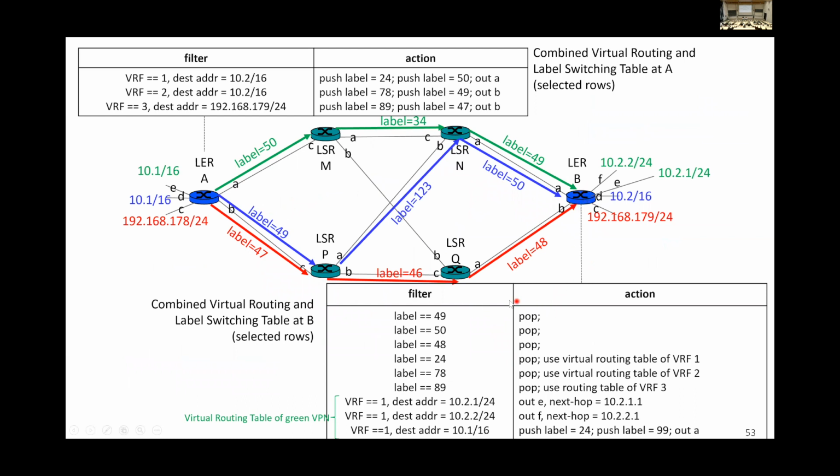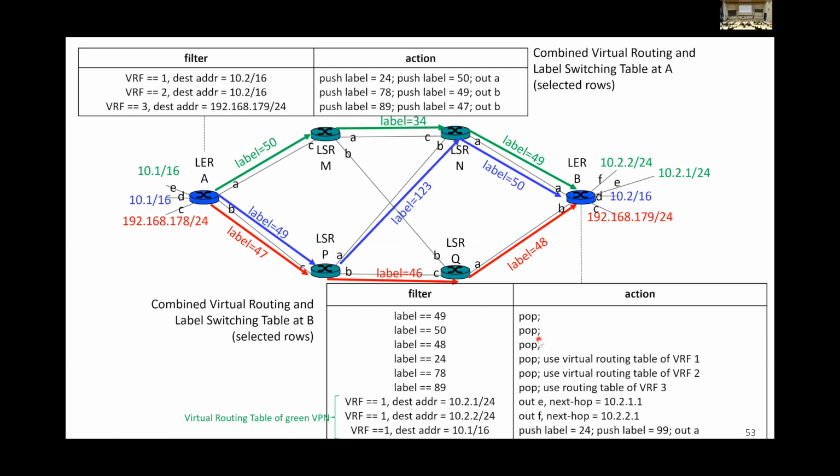The label swapping table is a bit more sophisticated in a label edge router. It is saying which action to take for each label. In a label switching router, the actions are very simple. You simply change the value of the label and you forward the packet. Here you may do different things. For example, if the label is 50, the action is pop. Pop means remove the label, delete the label.